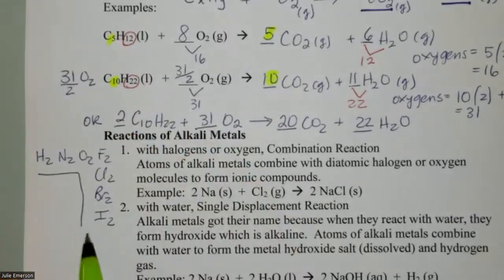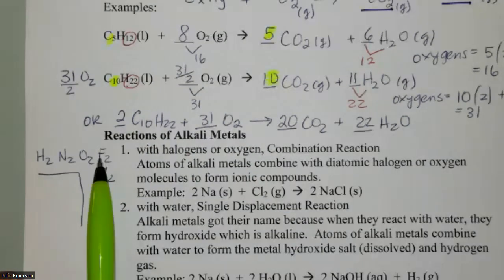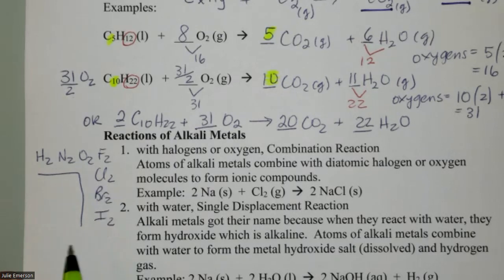When I was memorizing these, I thought, oh, it looks like a 7 on the periodic table, right? Hydrogen's kind of off on its own, but then it goes N O F, Cl Br.